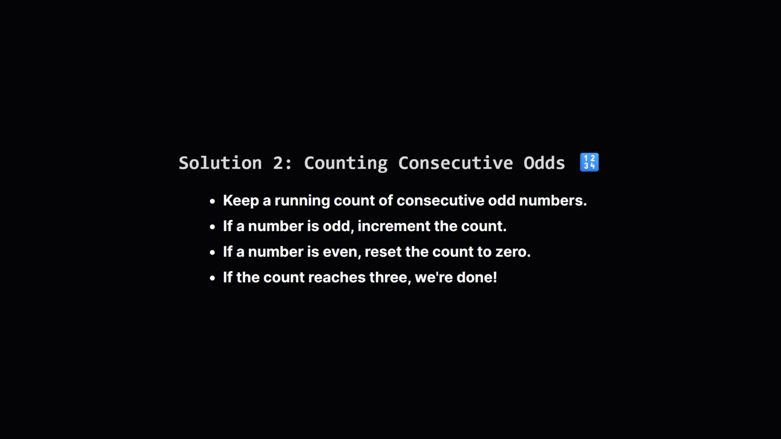Now let's think about another way. Instead of looking at fixed windows of 3, what if we just keep a running tally of how many odd numbers we've seen in a row? We can use a counter. We'll walk through the list one number at a time. If the number is odd, we increase our counter. If the number is even, then our streak of odds is broken, so we have to reset the counter back to 0. And the key part. Anytime our counter hits 3, it means we've just found our 3rd consecutive odd number, and we can return true.